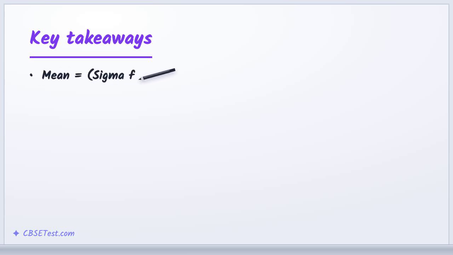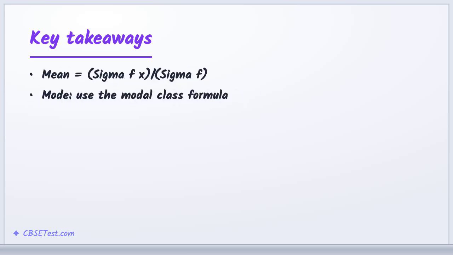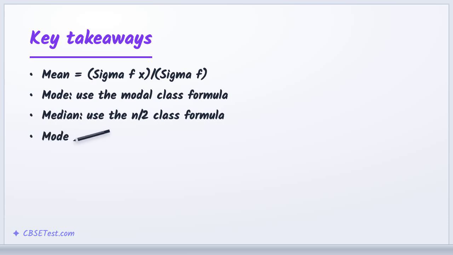To recap, the grouped mean uses class midpoints. The mode comes from the modal class formula, the median from the n/2 class, and the three are linked by mode equals 3 median minus 2 mean.